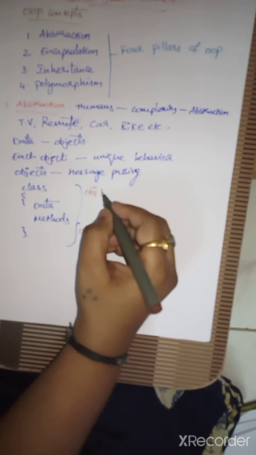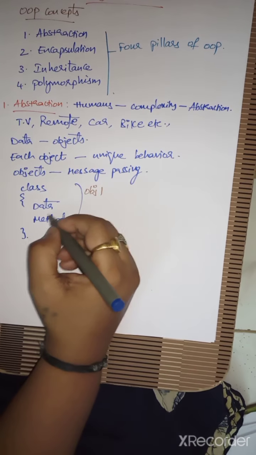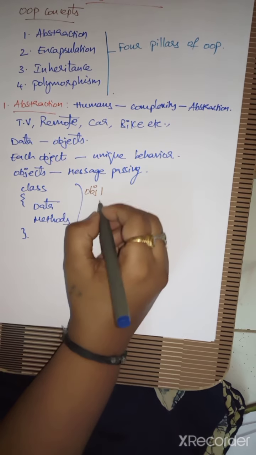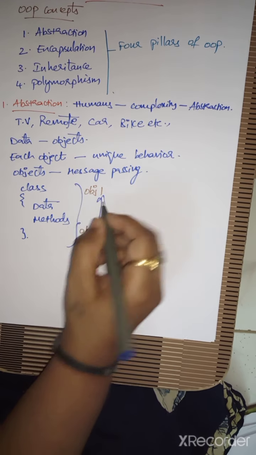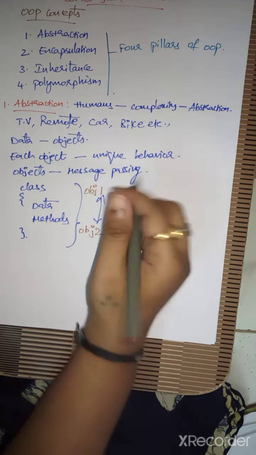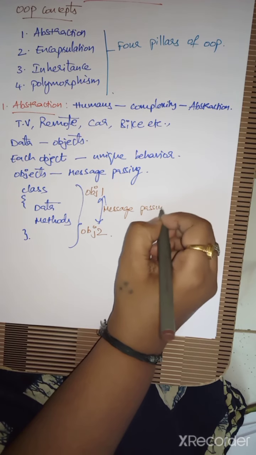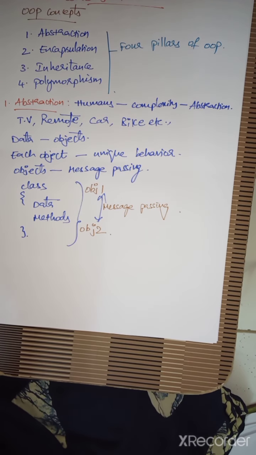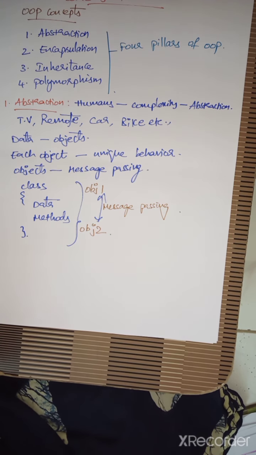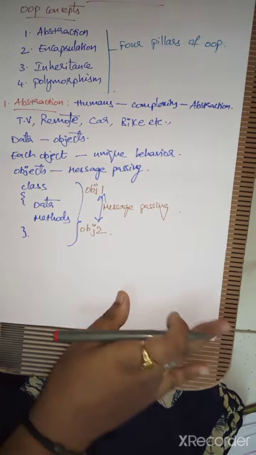So if object 1 and object 2 want to interact with each other, they need not know the internal representation of these data and methods. They will make use of these methods and then interact with each other through the message passing mechanism. So here we are hiding the implementation details and focusing on how to use it in a simpler way. This is about abstraction.